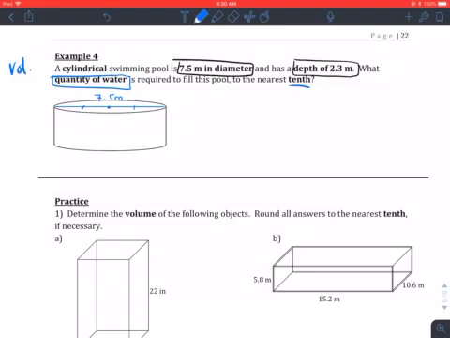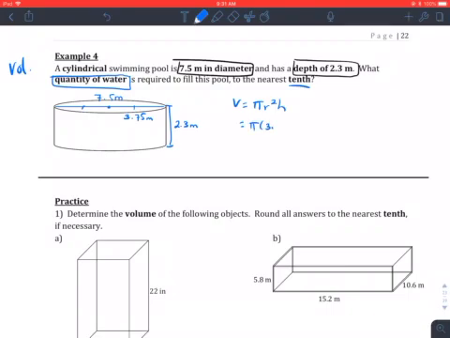Okay, so my diameter is 7.5. So if I divide that by 2, it now becomes 3.75 meters. Depth is going to be the height. And my height goes here. Basically, it's how tall the pool is. Okay, so I have a height, I have a radius, and I know the volume of the cylinder is pi r squared times h. I have all the dimensions I need, so let's go ahead and fill that in.